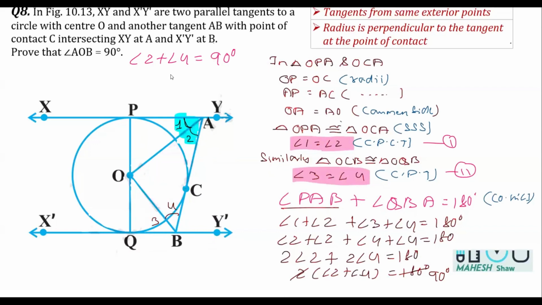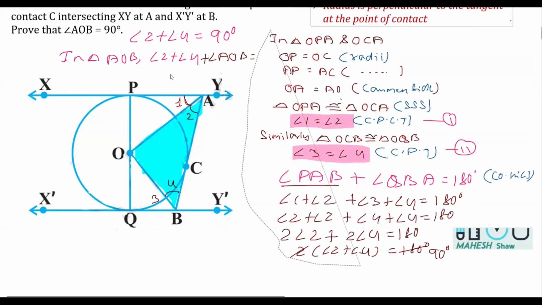Now look into this triangle once again. In this triangle, we have proved that the sum of two angles is 90 degrees. So what we know is that the sum of three angles of a triangle is 180 degrees. So the third angle has to be 90. But let's prove it. In triangle AOB, we have angle 2 plus angle 4 plus angle AOB is equal to, I need to shift this a bit to the right hand side, or can I adjust it? It can be adjusted here.